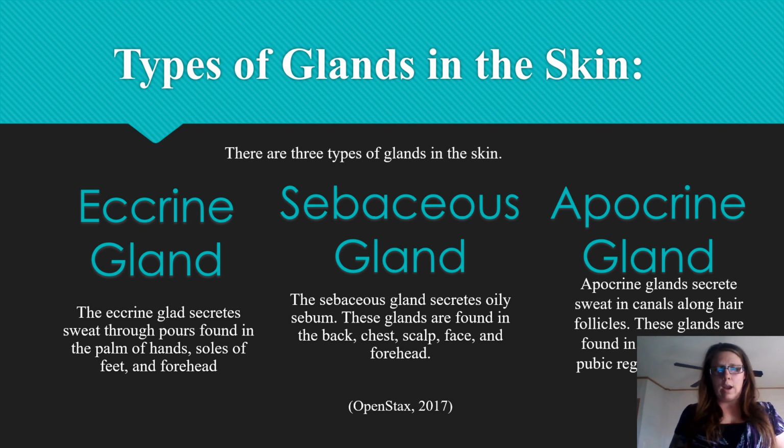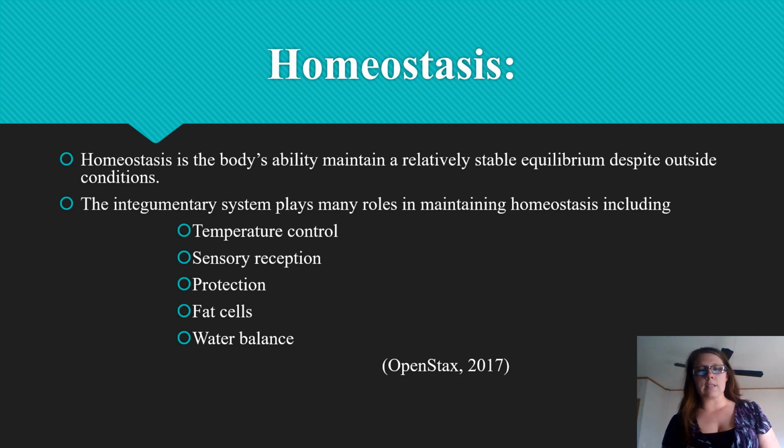The apocrine gland secretes sweat in canals along hair follicles. These glands are found in the upper arms, pubic region, and nipple area. Homeostasis is the body's ability to maintain a relatively stable equilibrium despite outside conditions. The integumentary system plays many roles in maintaining homeostasis.